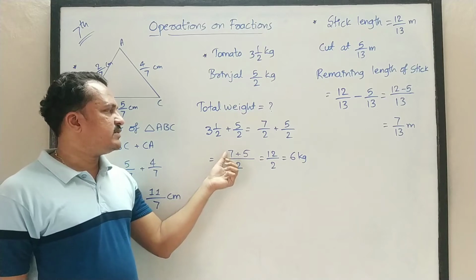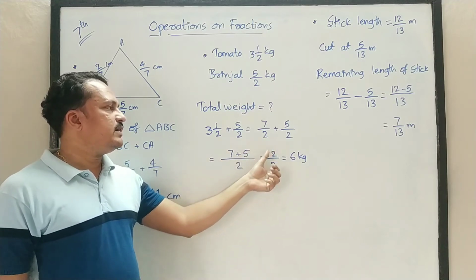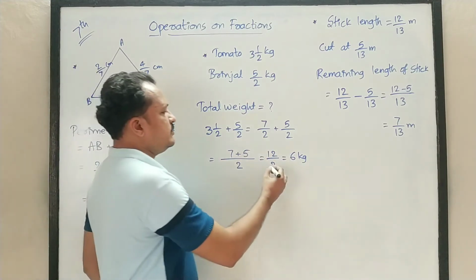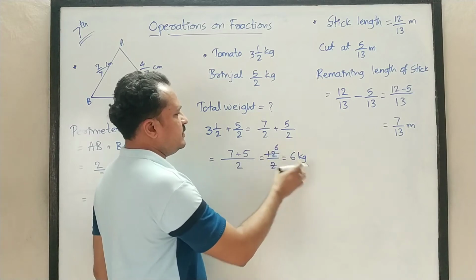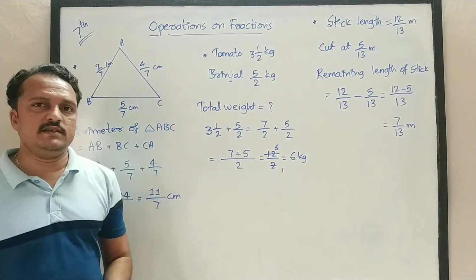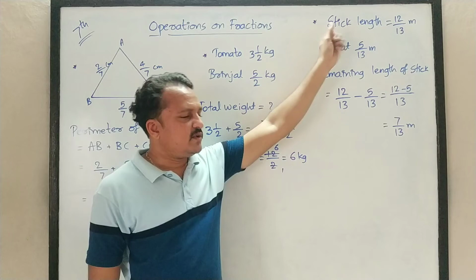Then the addition of numerator 7 plus 5, that is 12 here. 12 by 2, that is 2 1s are 2 and 2 6 are 12. Total weight is 6 kg. Next, come to another problem.